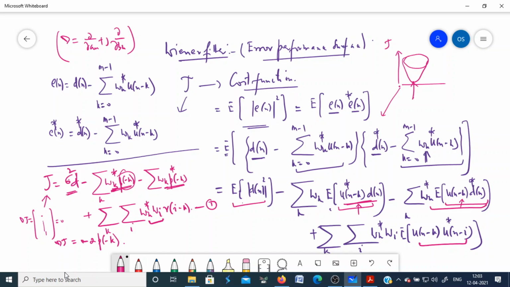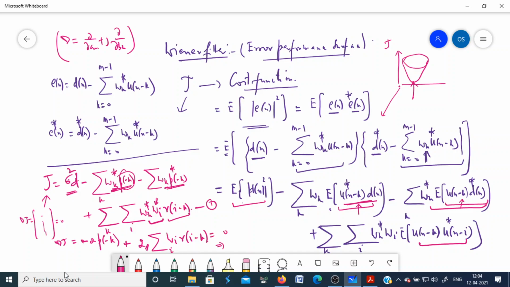If you do this differentiation again, and in this part you differentiate with respect to w_k, you will get twice the summation of w_i r of i minus k. Why this factor of 2 here? Because when k is not equal to i, w_i is taken as a constant, so w_i into r of i minus k, and the derivative of w_k with respect to w_k becomes 1. But at the point where k becomes equal to i, it becomes w_i squared, so the derivative of w_k squared with respect to w_k becomes 2 into w_k. That is why we get this factor of 2 here.